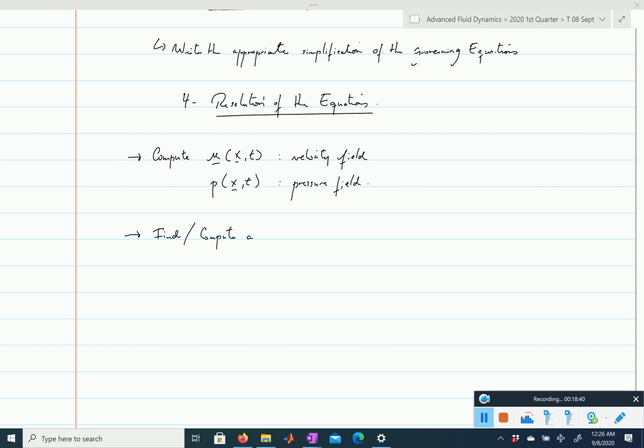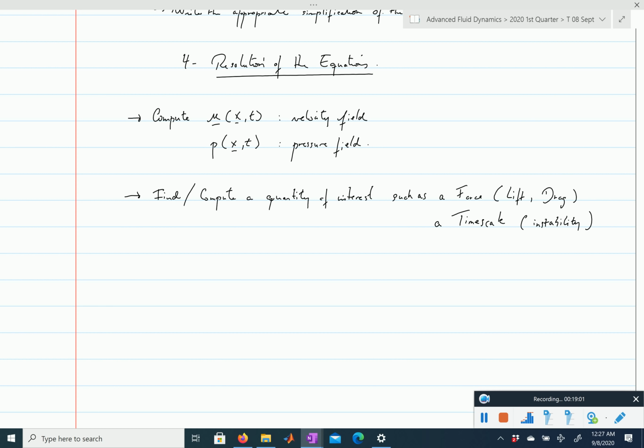So find or compute a quantity of interest, such as a force or a time scale in the case of an instability. Now in IFD, this step of computing the solution, at least most of the time, the motion of solving a particular equation would look similar to something that we will have done when we solved one of those classical canonical problems that I've discussed earlier on.